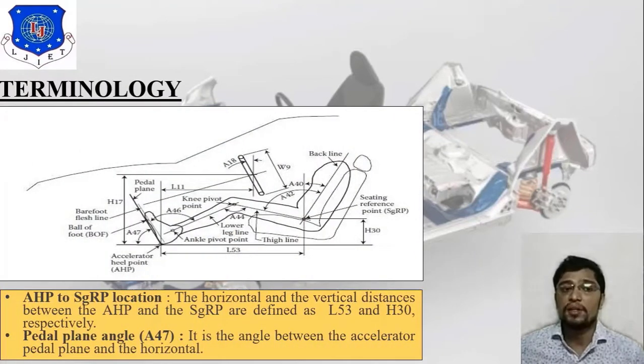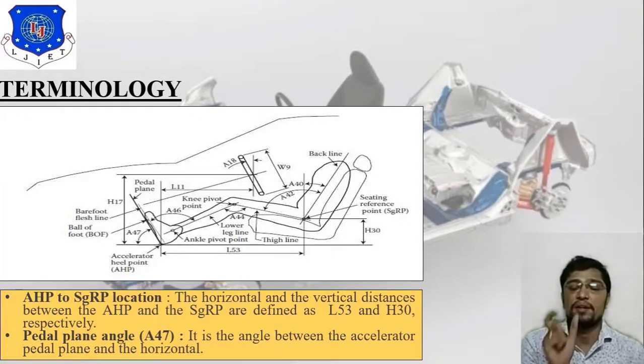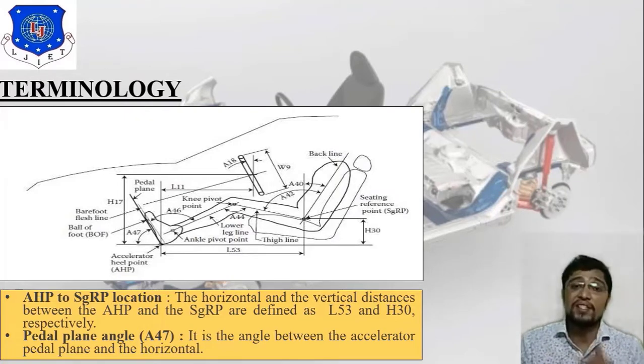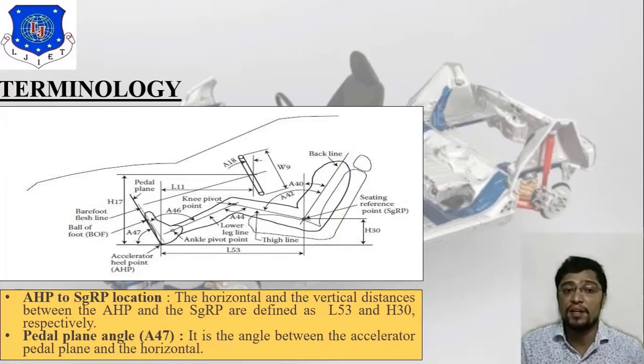The first and important terminology is AHP to SGRP location. SGRP relates to your H-point referencing. Now what is AHP? Accelerator heel point. On the left side corner you can find AHP, accelerator heel point, to SGRP, the H-point location. So what is AHP to SGRP location? The horizontal and the vertical distance between the AHP and the SGRP are defined as L53 and H30 respectively. In the image you can find it.